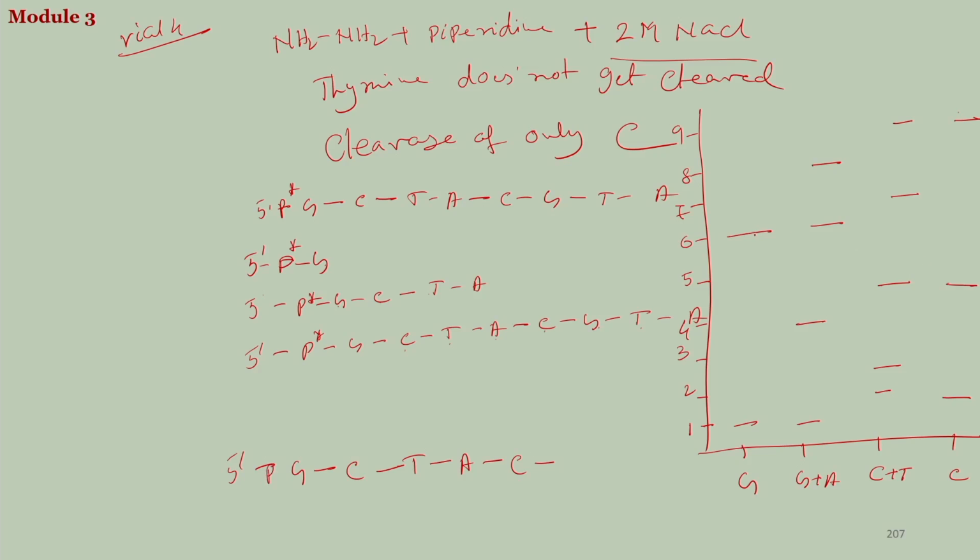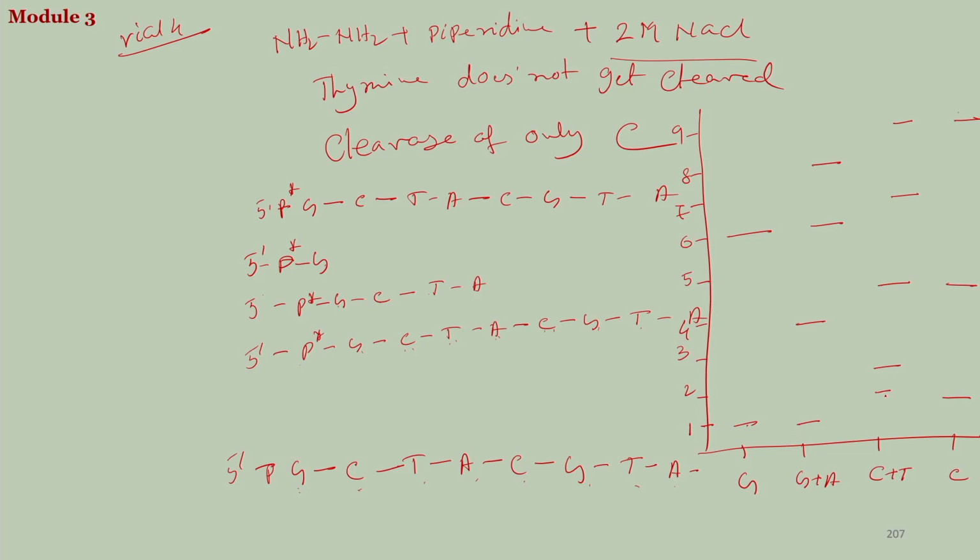Next is this, G and G plus A. So, this has to be a G. Next is C plus T, but there is nothing in C. So, it has to be a T. Number 8 is G plus A, but there is nothing in G. So, this has to be an A, and the last one is C plus T and C. So, it is C.